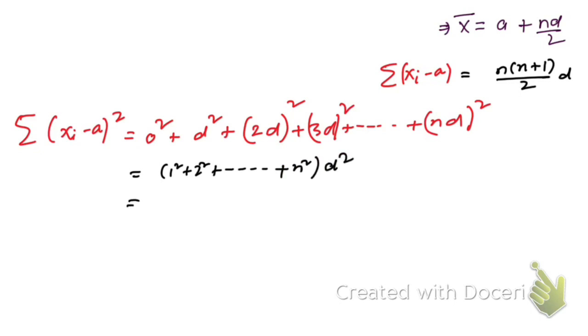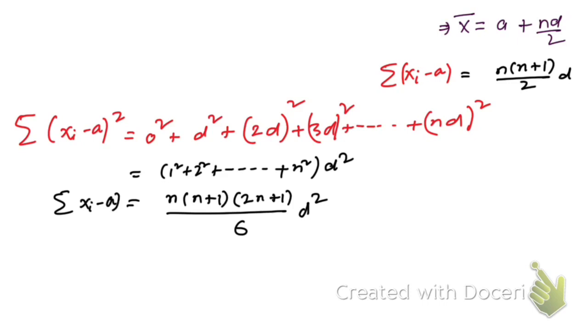And the sum of the squares of the first n natural numbers is given by n into n plus 1 into twice n plus 1 divided by 6. Then we're gonna have d square here, right? So this is our sum of xi minus a whole square, right?